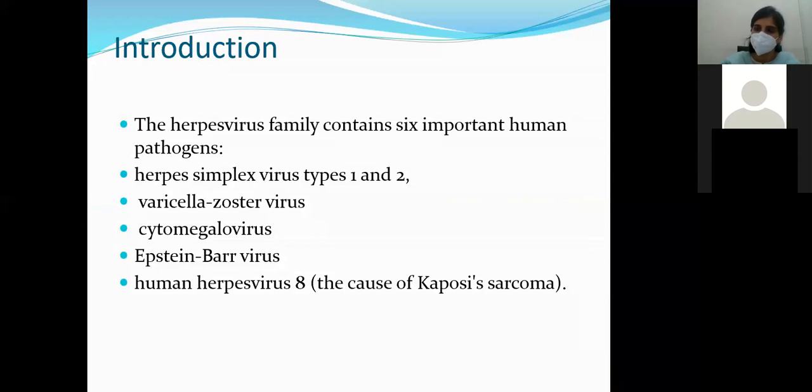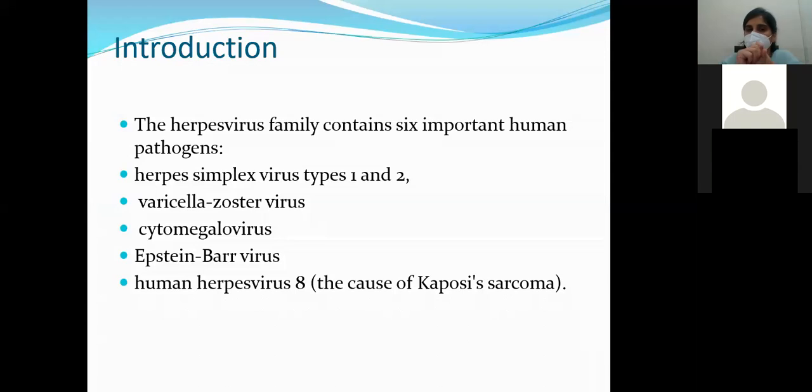Let us revise our previous lecture a little. Herpes simplex virus type 1 and type 2 mostly cause lesions on the face and on the genitalia. And herpes viruses are DNA enveloped viruses. Double stranded DNA enveloped viruses.